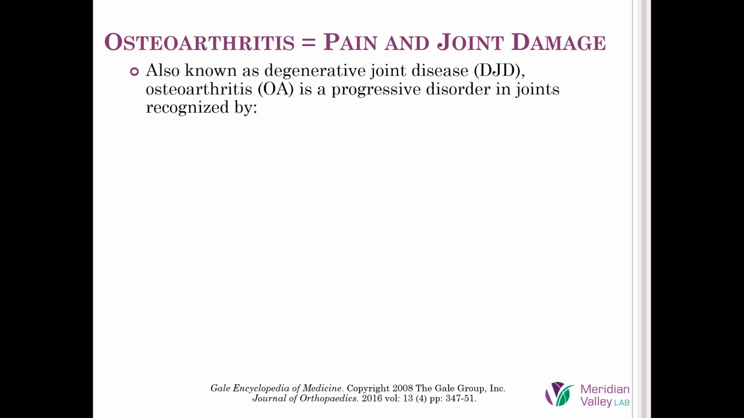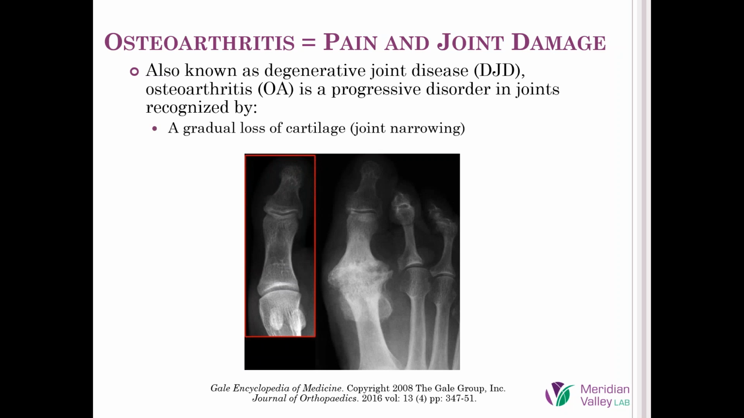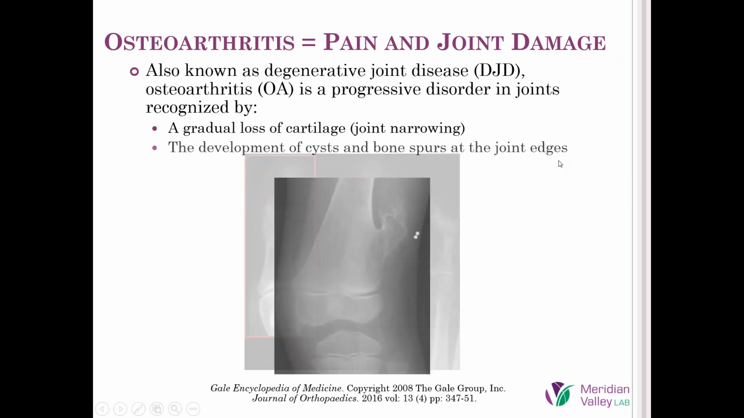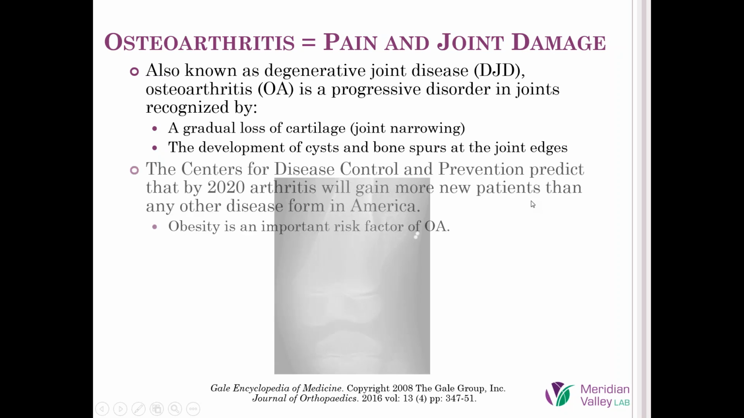Osteoarthritis results in pain and joint damage. It's also known as degenerative joint disease, and it's a progressive disorder in joints that's recognized by a gradual loss of cartilage, and we can clearly see the difference here between the normal joint space and the arthritic joint. It can also present as bone cysts or bony spurs that are attached to the bone.